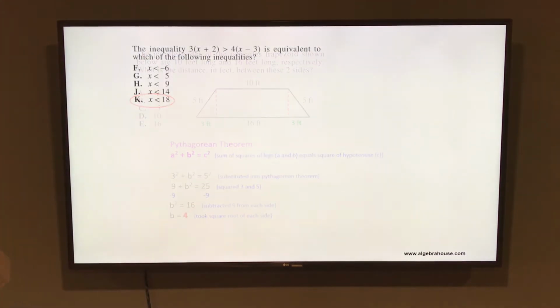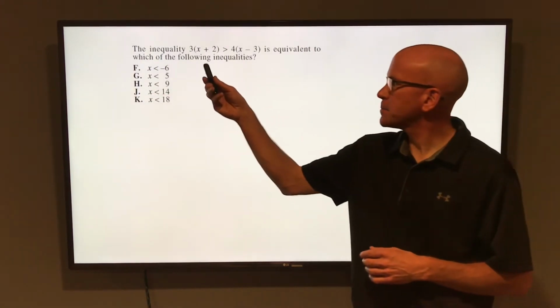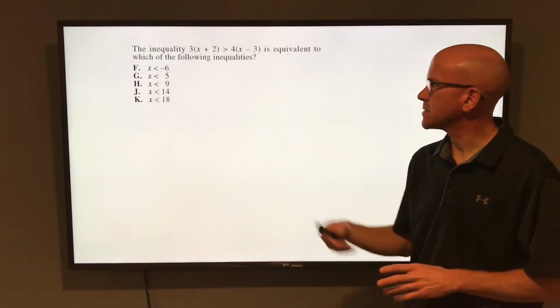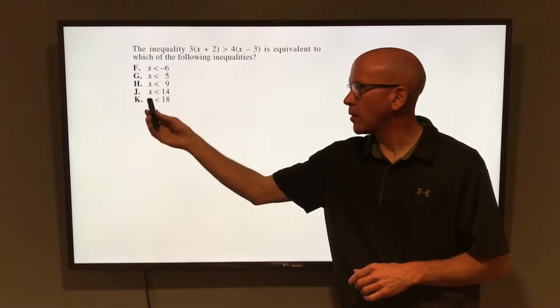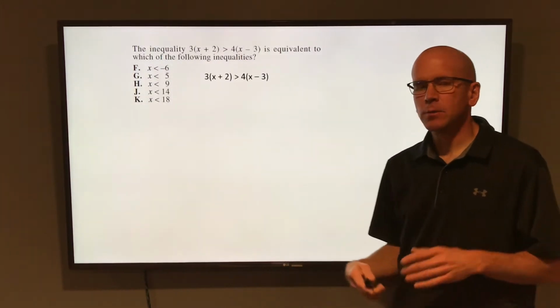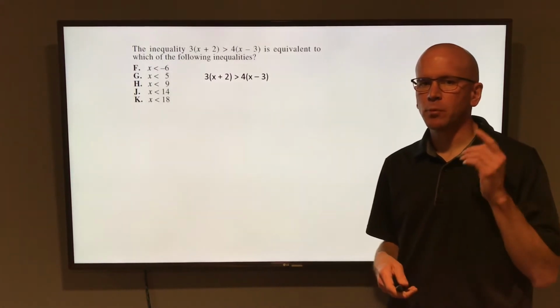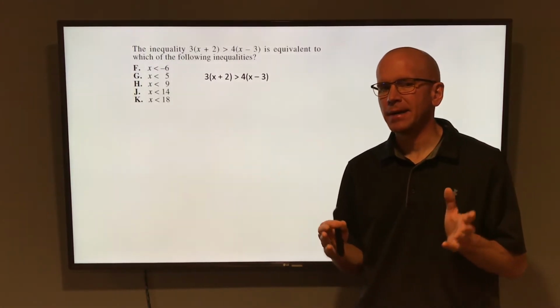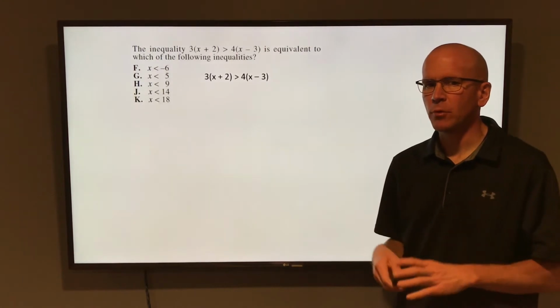Letter B. The inequality 3 times the quantity x plus 2 is greater than 4 times the quantity x minus 3. That is equivalent to which of these inequalities? Notice we're just going to take this and solve for x. Solving an inequality is just like solving an equation, except when you multiply or divide each side by a negative number, you have to change or flip or reverse the inequality sign.